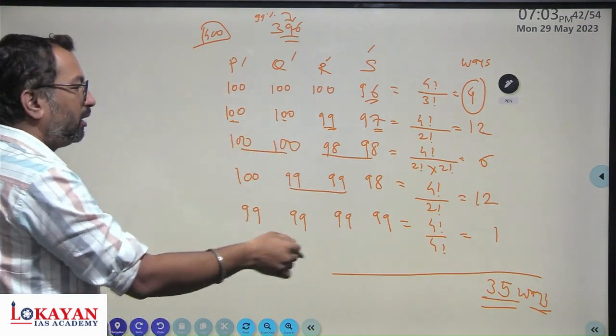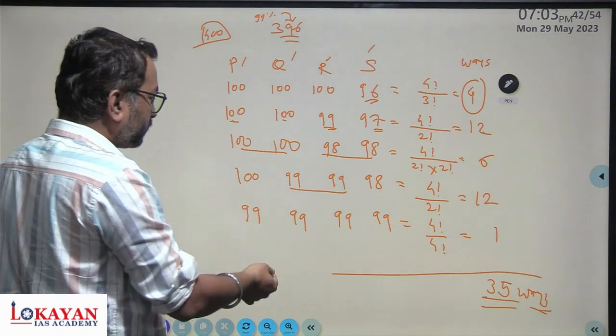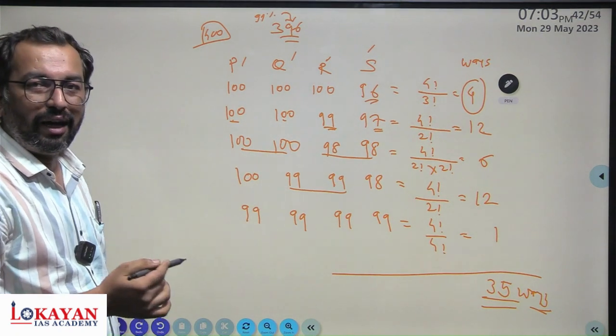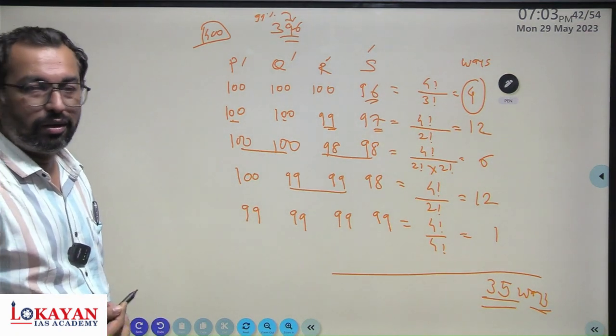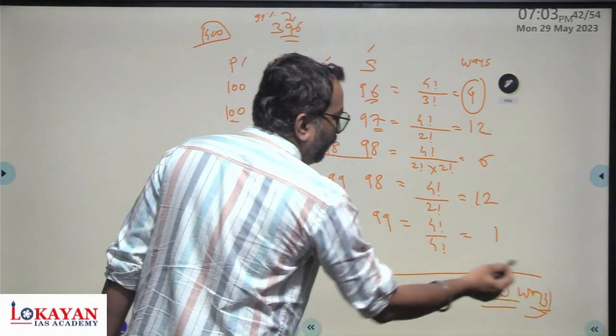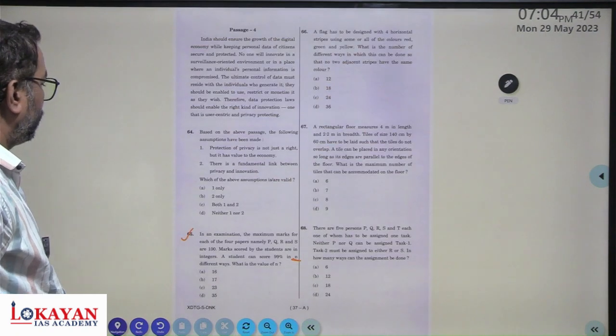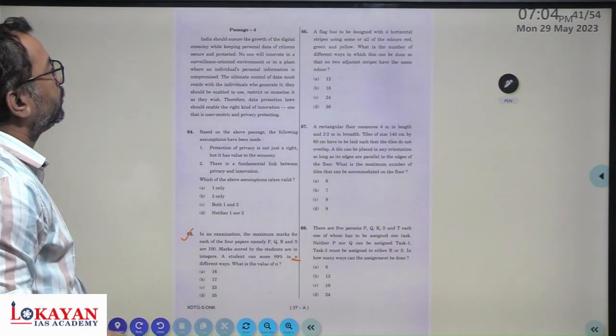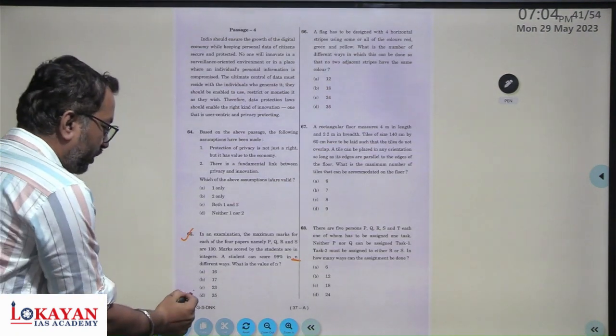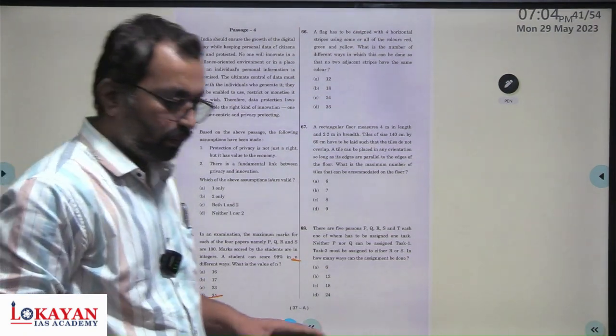So in this way I have given you all the possibilities and the number of ways of that possibility. So total number of ways became 35 ways. Let's check whether there is an option or not. So yeah, option number D, 35.